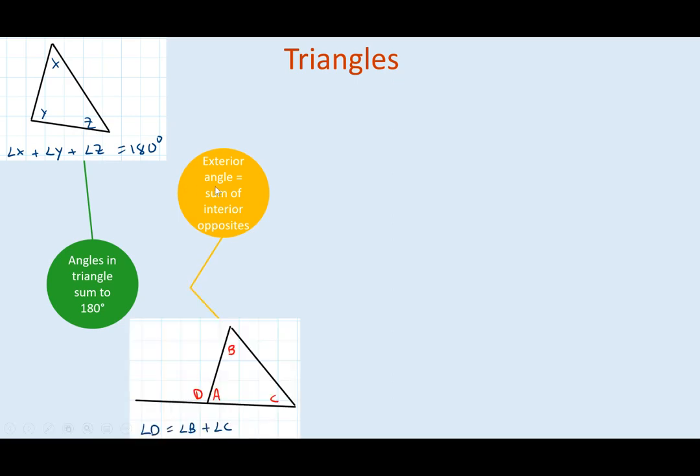The exterior angle is equal to the sum of the interior opposites. So the exterior angle is the angle outside the triangle, in this case D, is equal to the sum of the two interior opposites. So the angle D is equal to the angle B plus C. And the reason for that is the angle D plus A is equal to 180, and all the angles in the triangle are equal to 180. Therefore, this proves true.